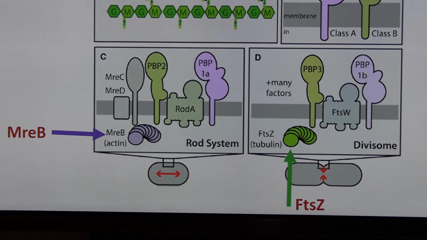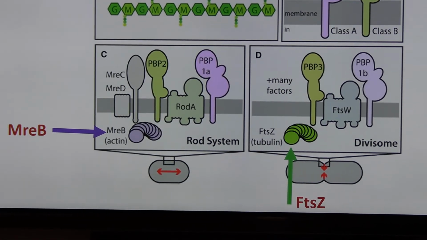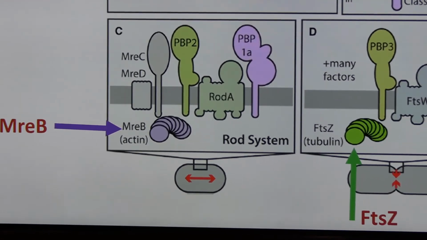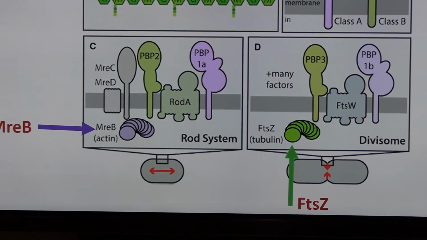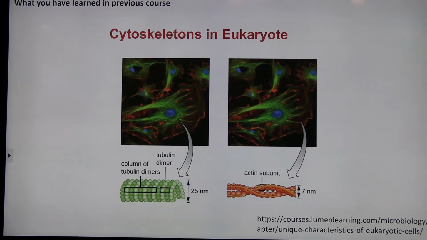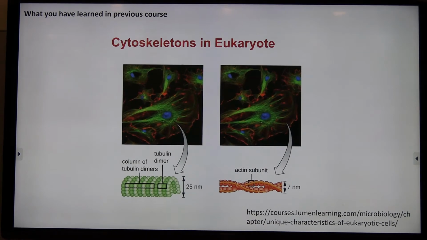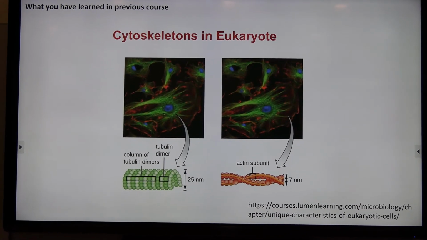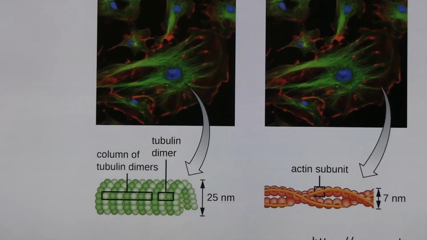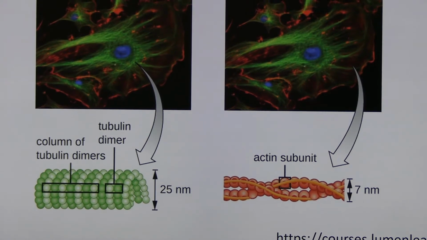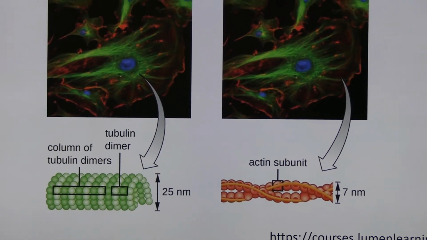So what I would like to show you here is the purple structures in figure C and the green structures in figure D. So the question is, what are they? Let's again recall some knowledge from one of your previous courses. As you may still remember, in eukaryotic cells there are also cytoskeletons such as tubulin and actin. Well, bacteria also have homologs to these structures in eukaryotes.